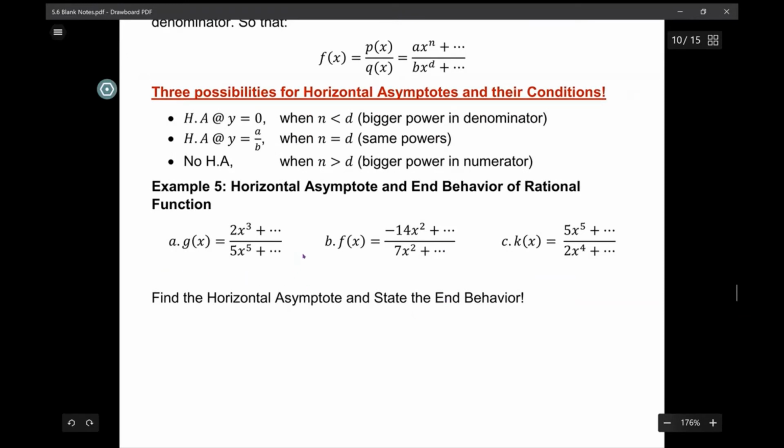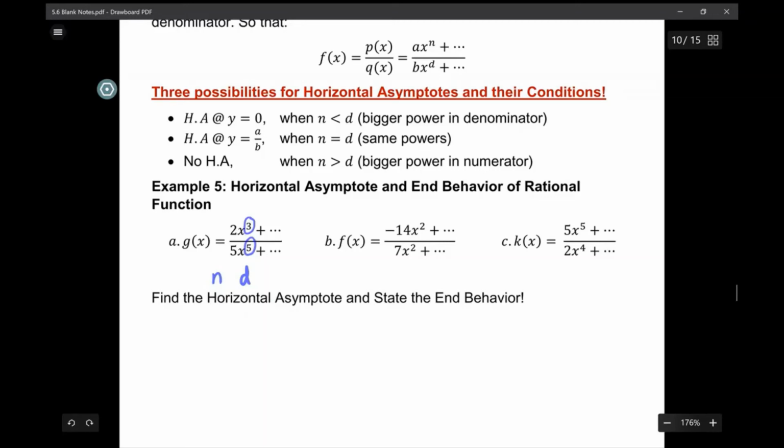So let's look at this example A. The power of the numerator is 3. The power on the denominator is 5. So we are in the category where the numerator power is bigger than the denominator power. So we're in the numerator is greater than the denominator. No, we're in the numerator is less than the denominator.